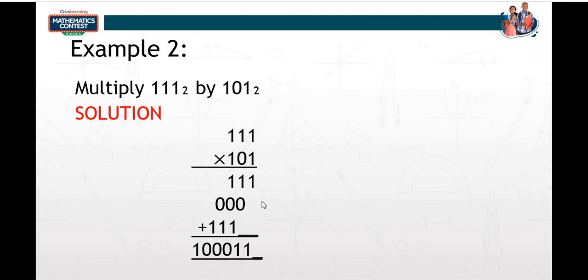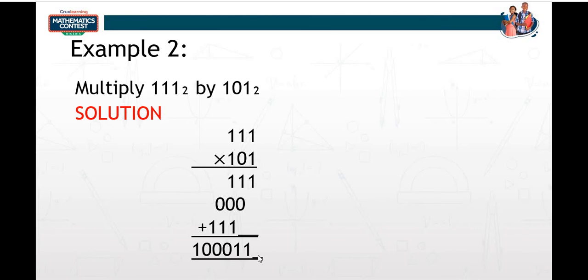So let's do this. 1 times 1 is 1. 1 times 1 will all give us 1, 1, 1. 0 will multiply, we'll have 0, 0, 0. 1 again will multiply, we'll have 1, 1, 1. And make sure they are under their place values.